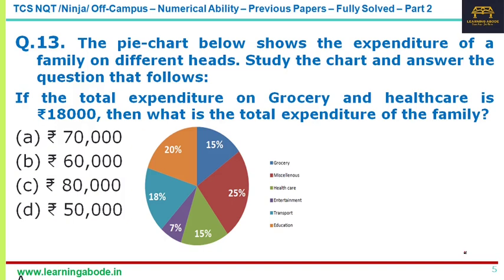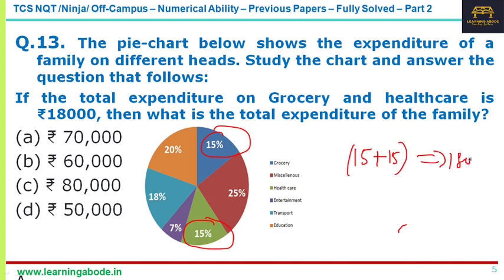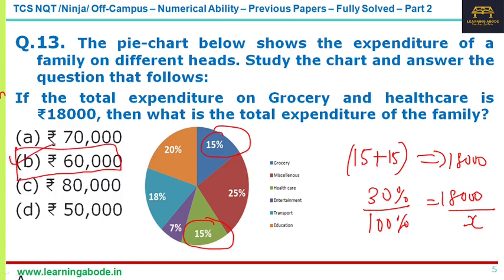Here they have given a very simple question. Grocery and healthcare together is 18,000. Grocery is 15%, and healthcare is 15%, I'm sorry, so together 15 plus 15, totally 30%. This is 18,000. So if 30% is equal to 18,000, how much is the total expenditure of the family? 30% by 100% is equal to 18,000 by x. You solve for x, you will get 60,000. That's the answer for this question. Answer option B, 60,000.